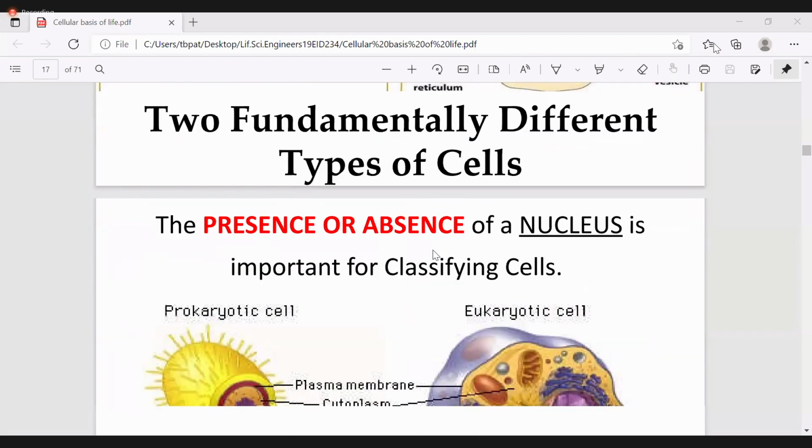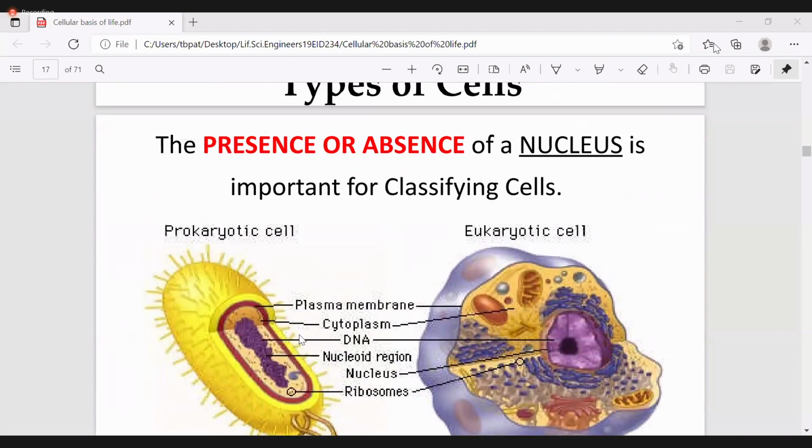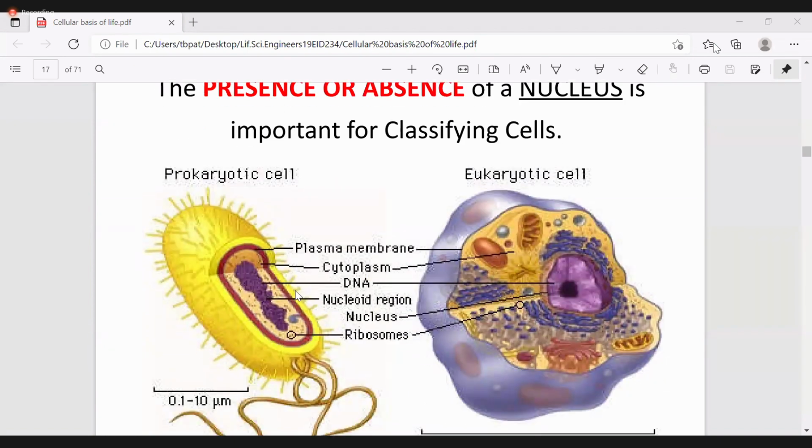Here you see the presence and absence of the nucleus. The direct DNA is here. In both cases there are cytoplasm, plasma membranes, and ribosomes, but size wise, prokaryotes are 0.1 to 1 micrometer and eukaryotes are 10 to 100.